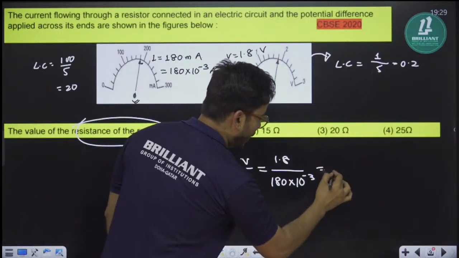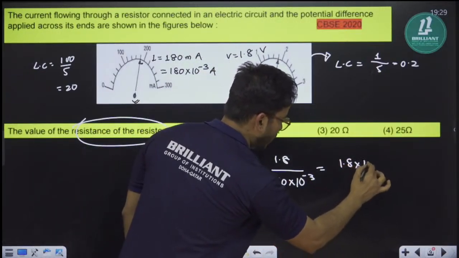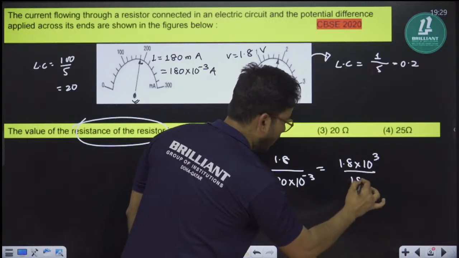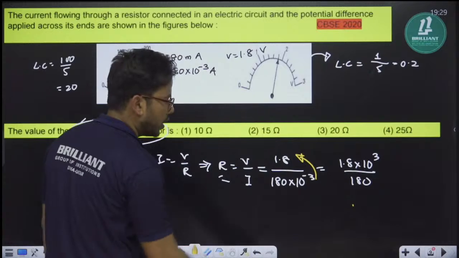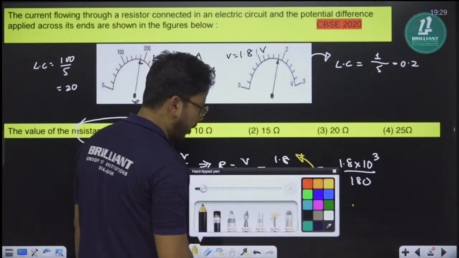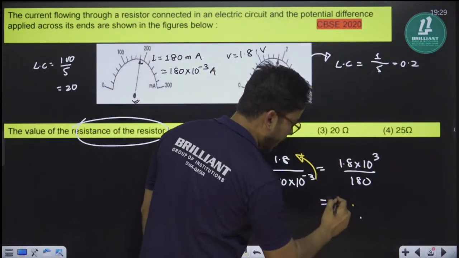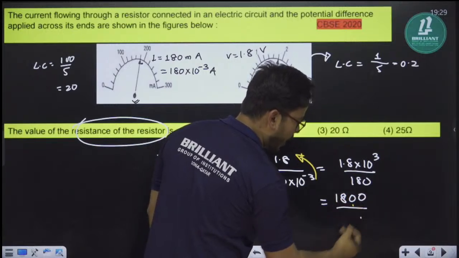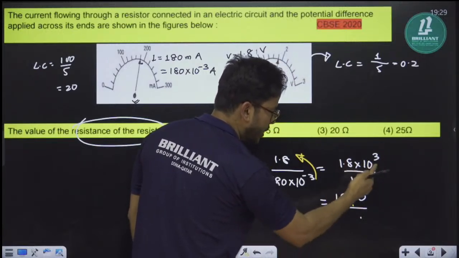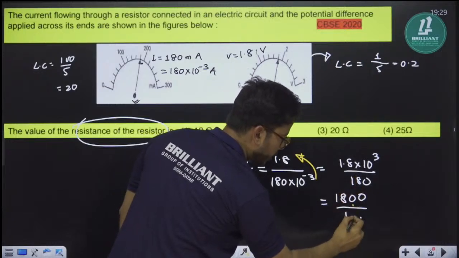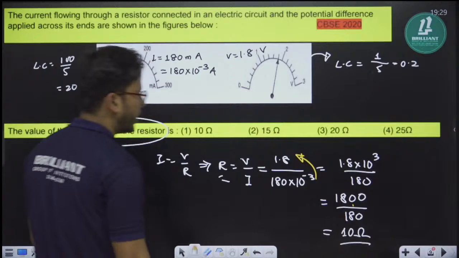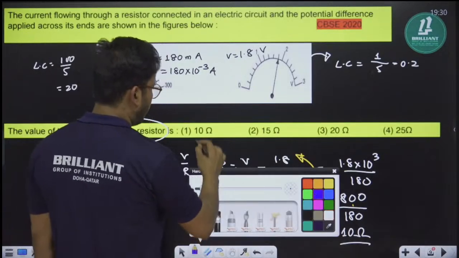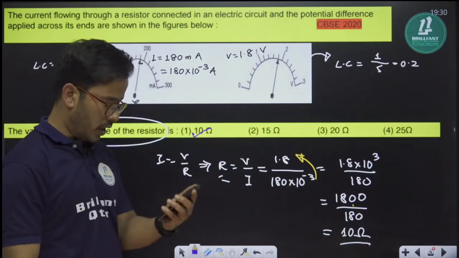So what will be my next step? 1.8 into 10 raised to power plus 3 divided by 180. What I did here, I pulled this out as numerator, so minus 3 will become plus 3. After that, I will multiply. I will get 1800 in the numerator, and in the denominator I have 180. Cancel it. Your answer is 10, SI unit ohm. This is your answer.